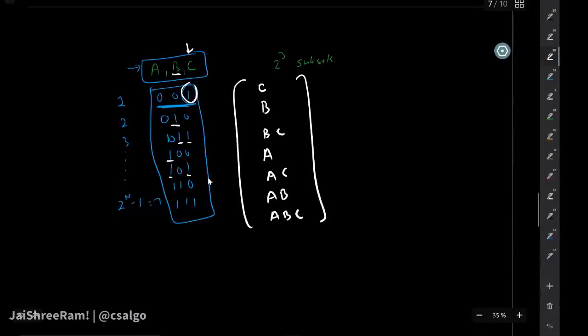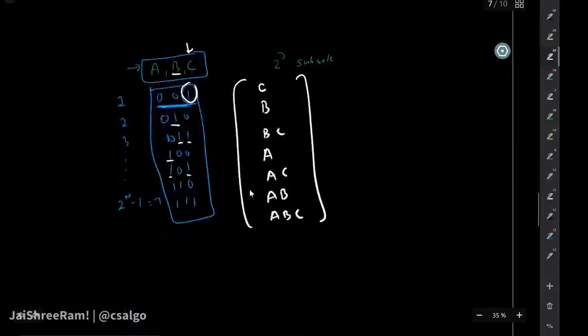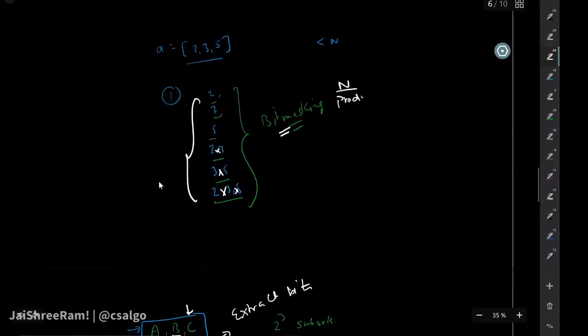So similarly for computing these numbers, I'm going to use bit masking. I will iterate over the range from 1 to 2 raised to the power n minus 1. Then I'm going to generate this number, extract the bits and take that number. What I need to do is take a product of these numbers, so that I can compute n divided by the product. And then I will see if the number of terms in it is odd or even.